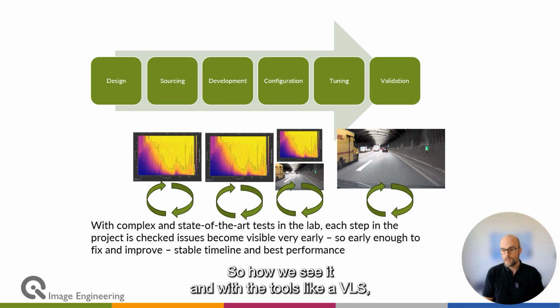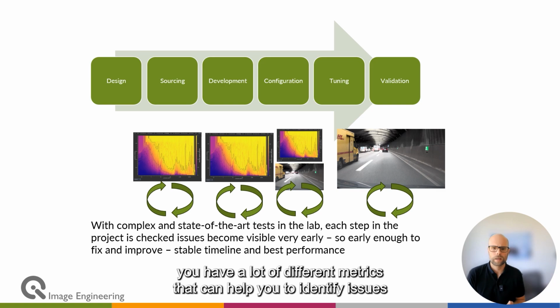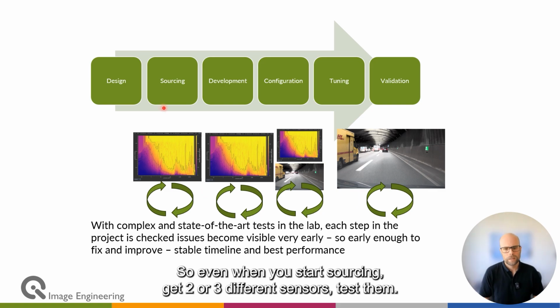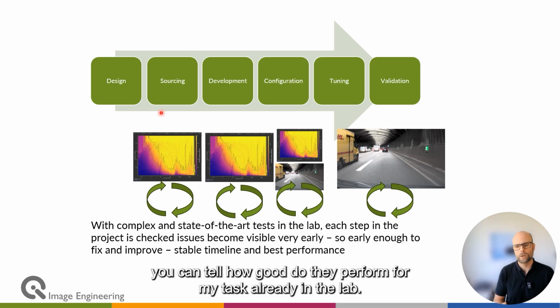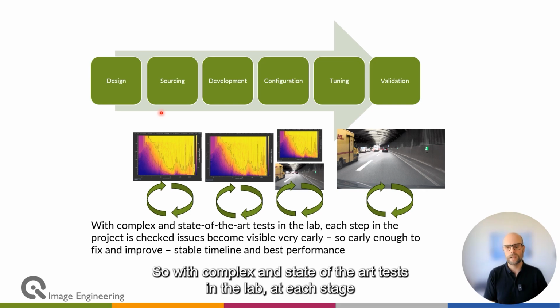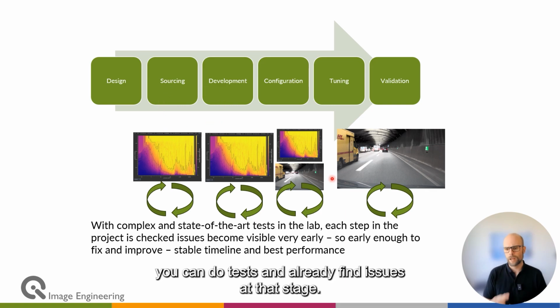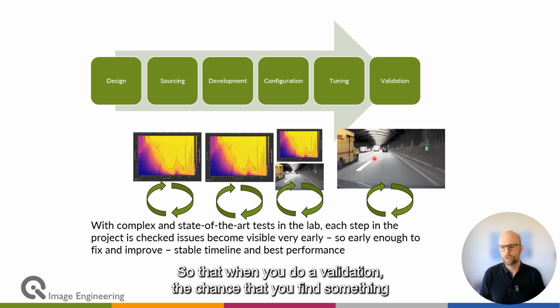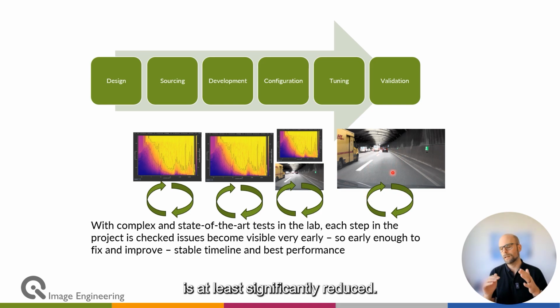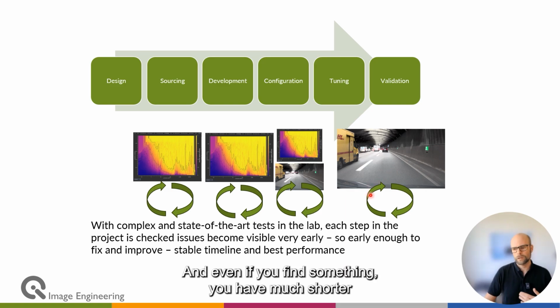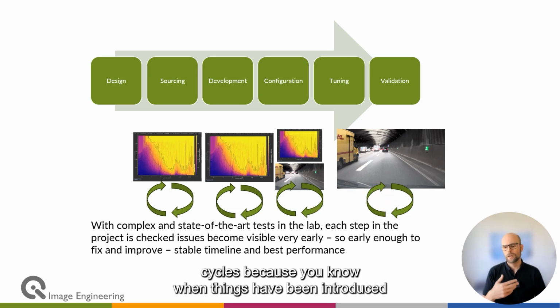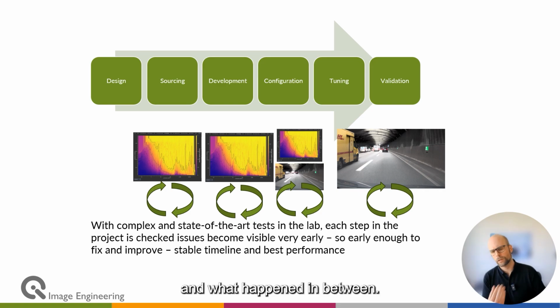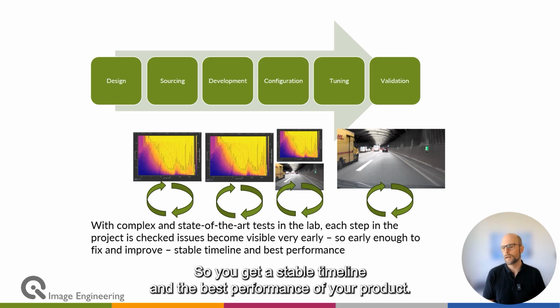So how we see it, with tools like a VLS, you have a lot of different metrics that can help you to identify issues very early on. Even when you start sourcing, get 2-3 different sensors, test them, and from these maps you can tell how well they perform for my task already in the lab. So with complex and state-of-the-art tests in the lab, at each stage you can find issues at that stage, so that when you do a validation, the chance that you find something is significantly reduced. And even if you find something, you have much shorter cycles, because you know when things have been introduced, what happened in between, so you get a stable timeline and best performance of your product.